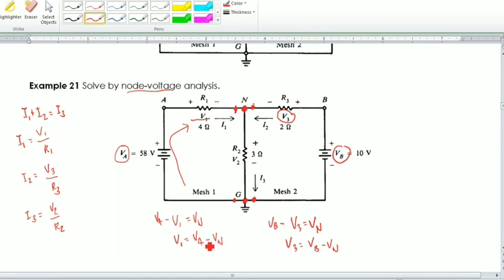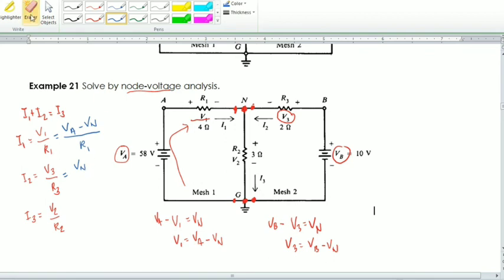Okay? So using these values, class, we can now substitute them right here in our I sub 1. Instead of V sub 1, we can use V sub A minus V sub N all over your R sub 1. While for your V sub 3, we can have V sub B minus V sub N all over R sub 3. Now, how about for the V sub 2? Looking at the figure, V sub 2 can be what?